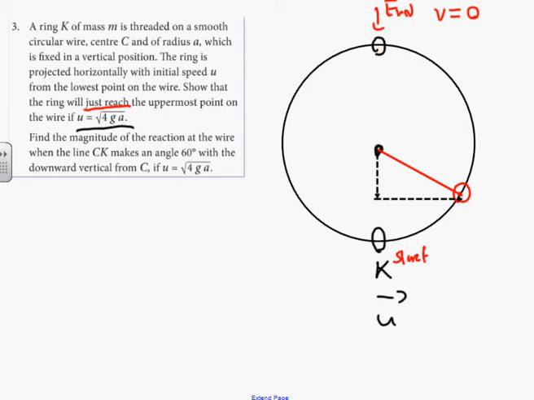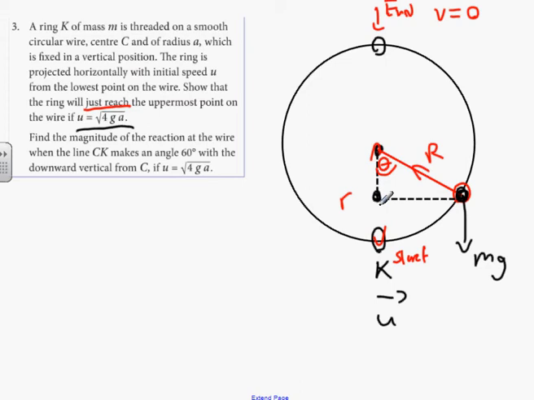So let's make up a random angle and call it theta. Can anybody tell me where the R value is going to go? It's going to go up along the radius, in that direction there. We call that angle theta. What about the weight of the ring? Straight down. We can also find the length of the radius. We'll call it small r. Everybody happy with that?